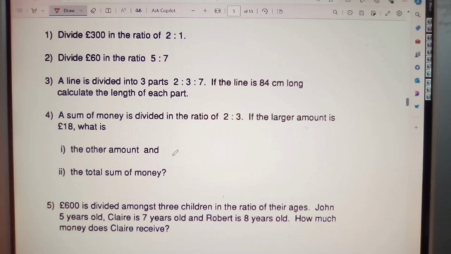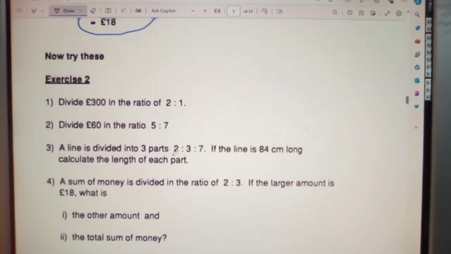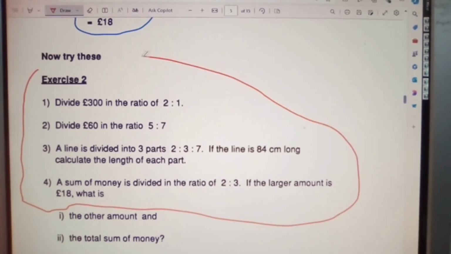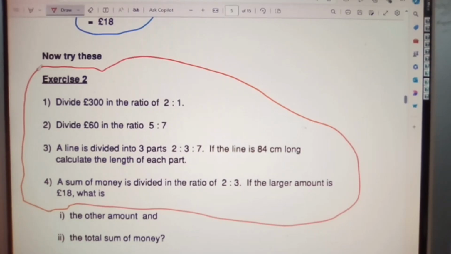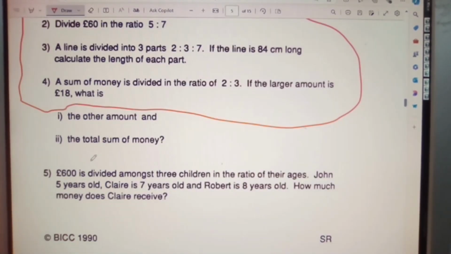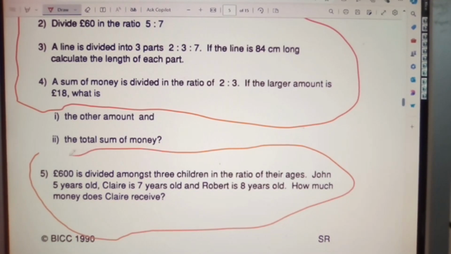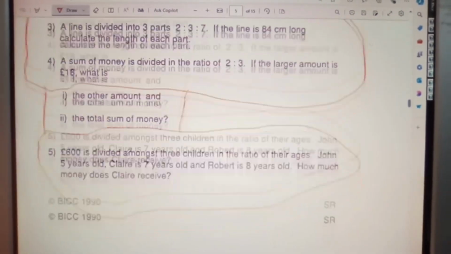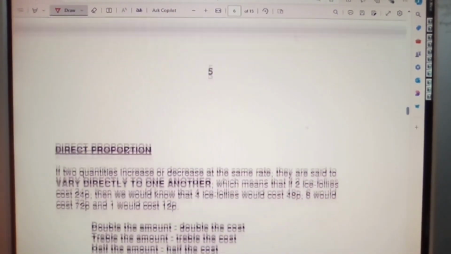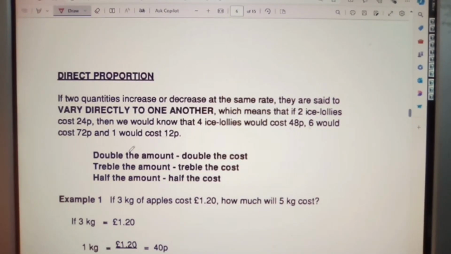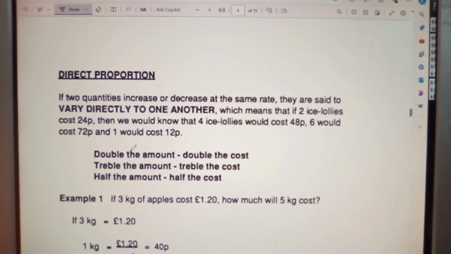And again here, we carry on down. Now, do these examples for me, please. Do these examples. Get practice, practice, practice. Practice makes perfect, okay? And same here, get this done as well. And that will need to be done, okay? You cannot do one part without doing the other, okay? Now, direct proportion.